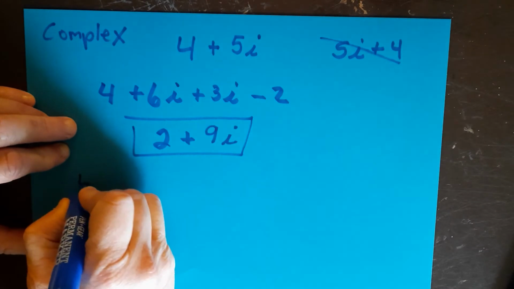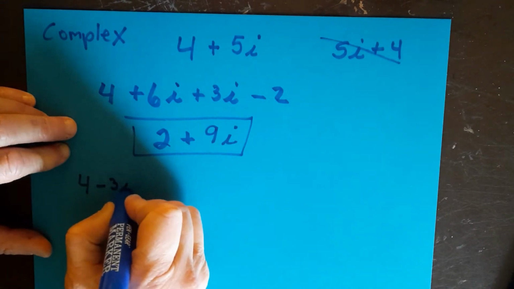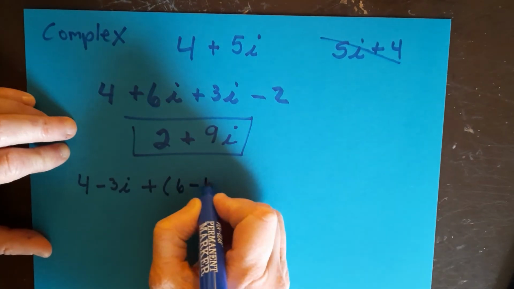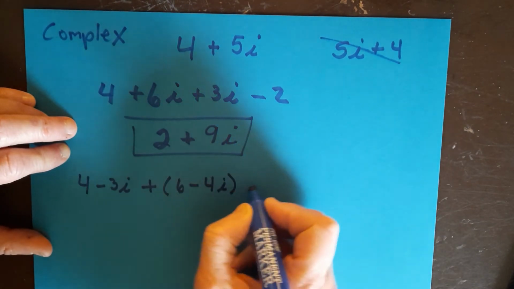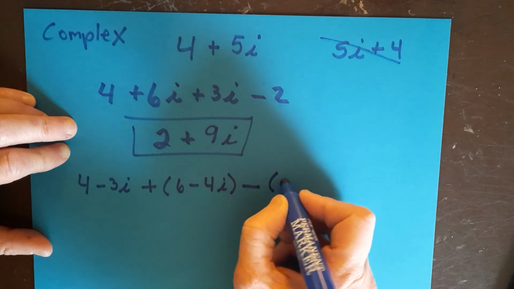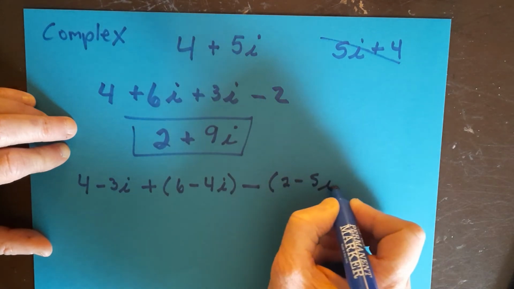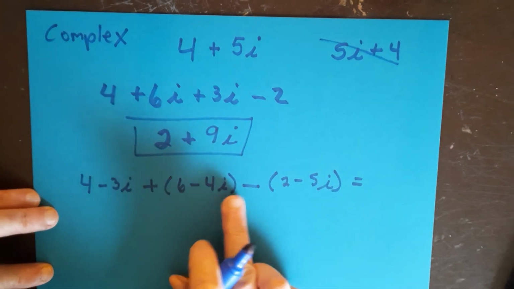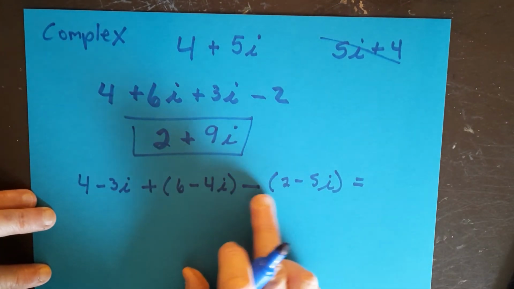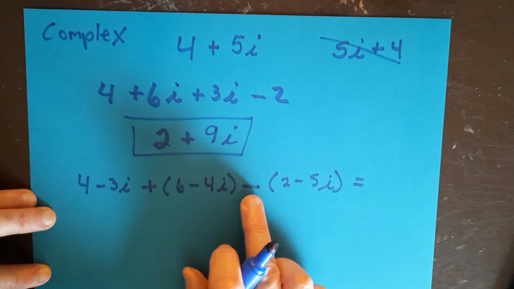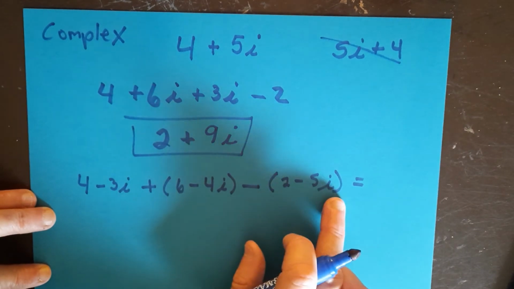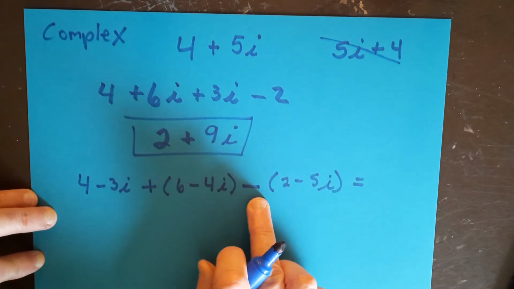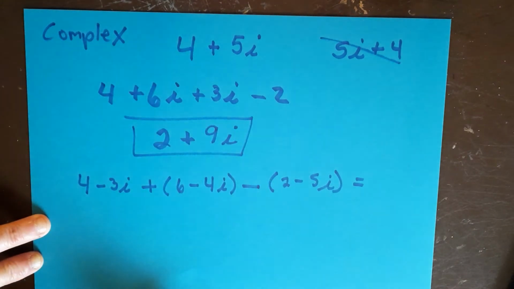Let's say we have 4 minus 3i plus 6 minus 4i minus 2 minus 5i. Let's simplify that. This one, be very careful right here. We need to watch these signs when you do that. We have to distribute that negative sign to both of these. If you get the wrong answer when you do your corrections, go back and see if there was a sign thing that you missed. Okay?